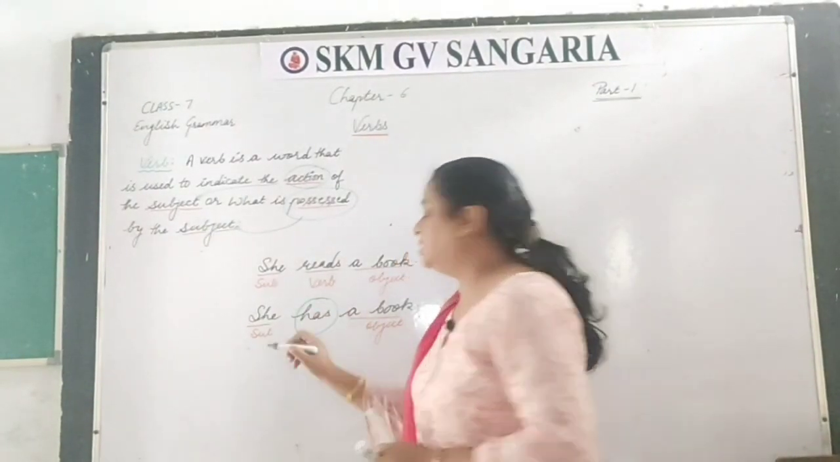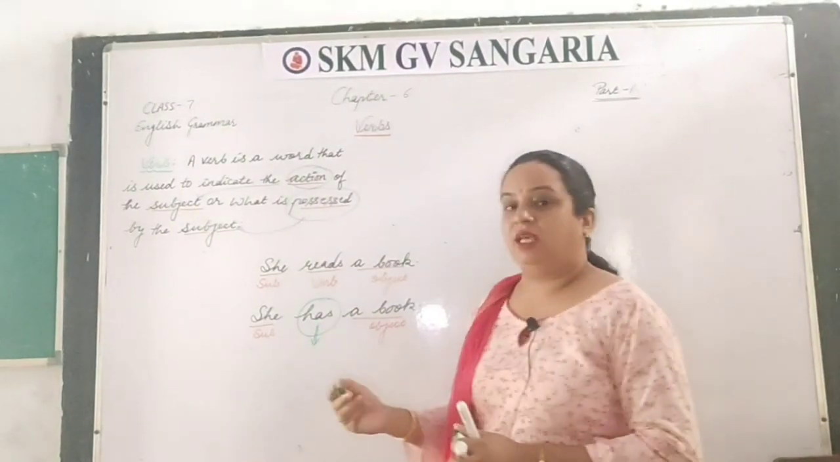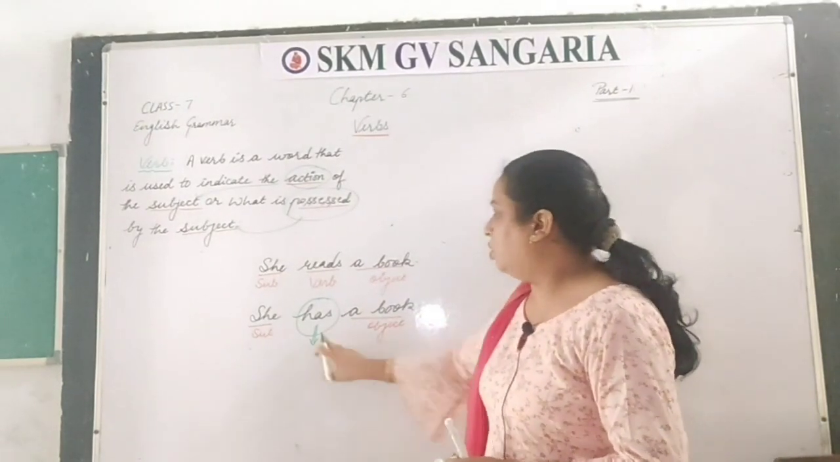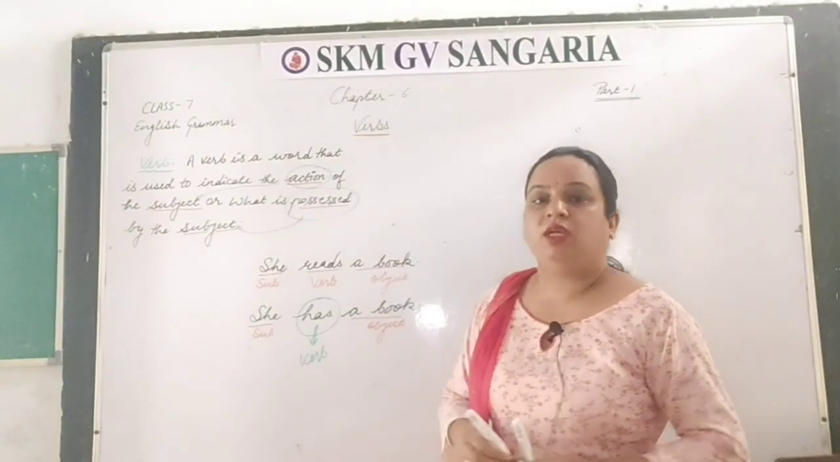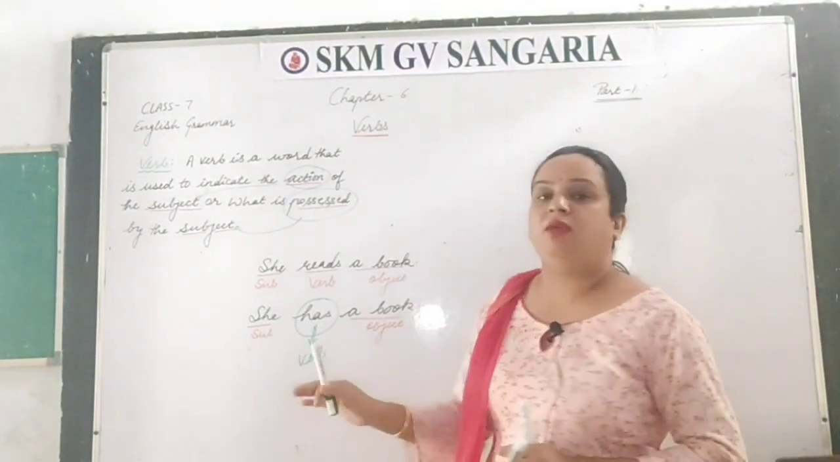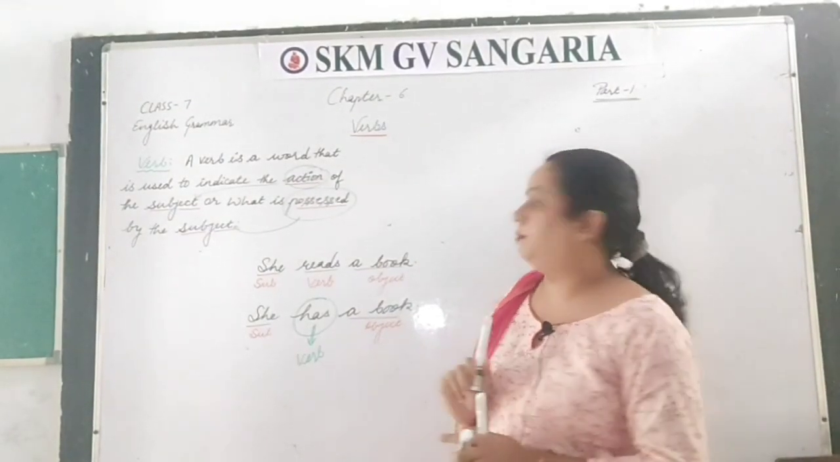So has, have, had. These are the words of possession which tell the ownership of someone, like she has a book. So has is the verb here. So one thing you have to keep in mind: when there is no main verb in the sentence, the helping verb acts as the verb there. That is a very important point.